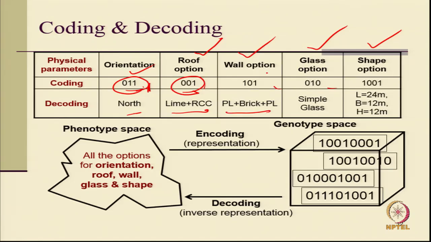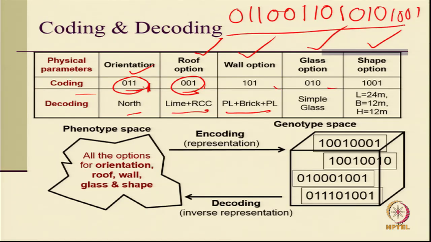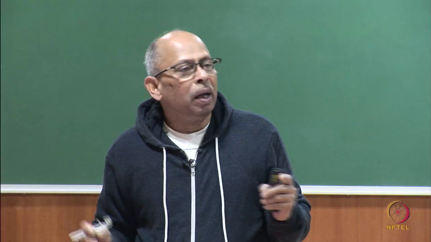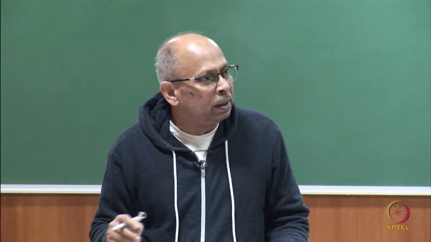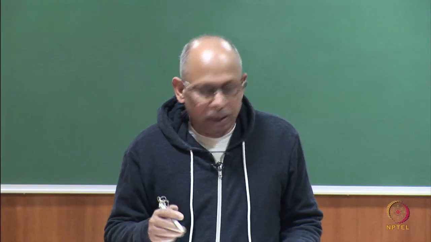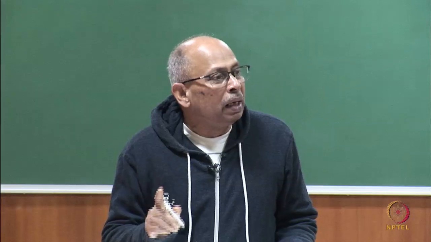Now all these are written in a sequence. So this particular case I will write as 0 1 1, 0 0 1, 1 0 1, 0 1 0, and this was 16 actually, let us say. So this will be one individual choice. I can put them in one single sequence, to combine all the variables together. This gives me one single case.